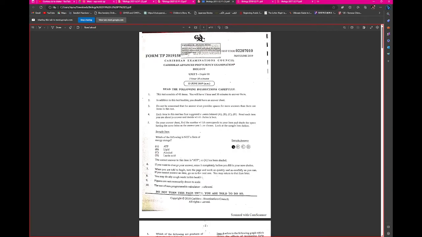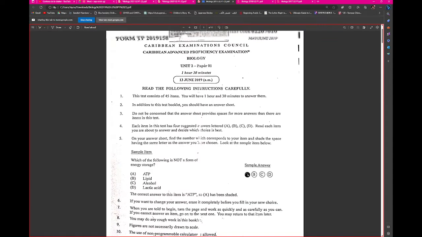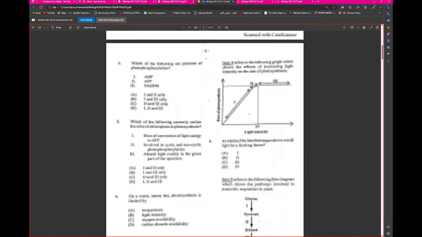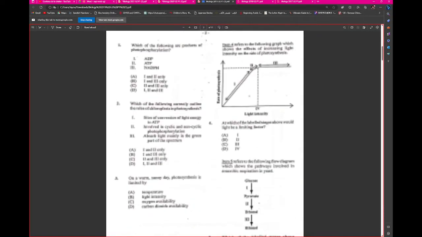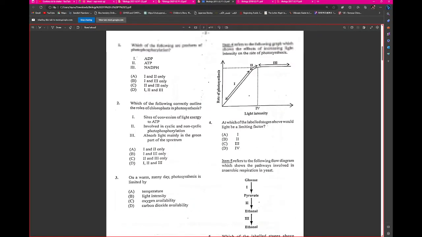So let's just start the 2019 paper, for the Biology in school. Let's have a look at this. Hopefully the repeats follow through.